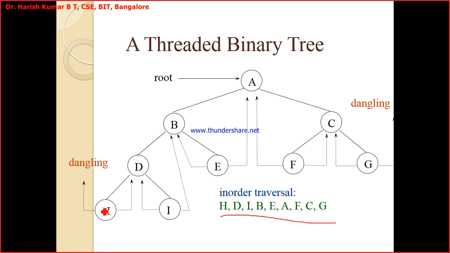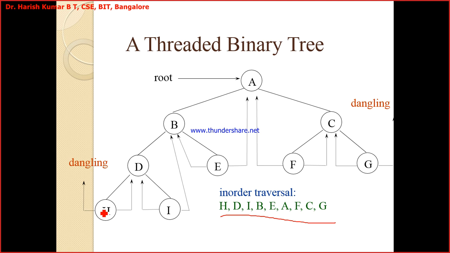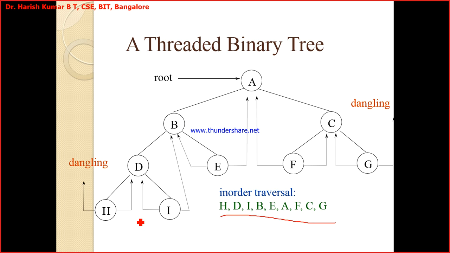Now I take H. Now as per the definition, if PTR arrow left is null, you should be replacing that with the node that you are going to visit before the pointer in the in-order traversal. So this is what the node is right now, H. Its left link is null. Now for the left link, I am saying you should go for replacing the null pointer with the pointer to the node that would be visited before the PTR. So for H, there is no node here.